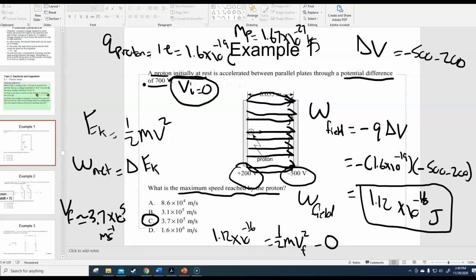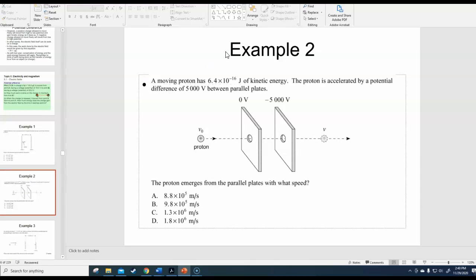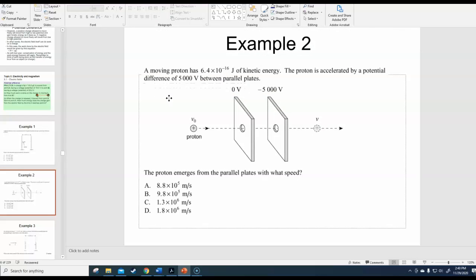Okay, so I'm going to erase this and we'll look at just a couple more examples. Okay, example 2. A moving proton has 6.4 times 10 to the negative 16 joules of kinetic energy. The proton is accelerated by a potential difference of 5,000 volts between parallel plates.